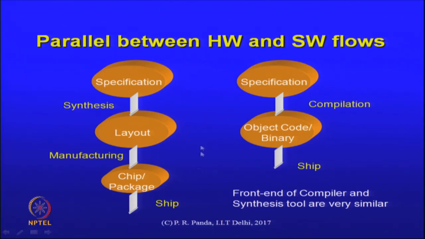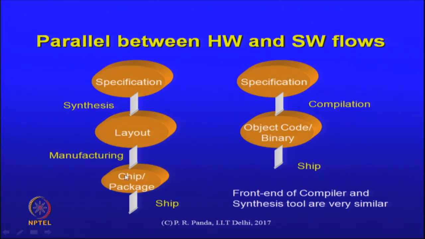So, nevertheless, at the front end of the compiler, the software flow and the hardware flow are very similar, but the back end would be very different. One thing to note is that what is shipped here, essentially you produce one true copy of in the software flow, and you just replicate as many times as you need to deliver, right. But in the hardware flow, that is different.